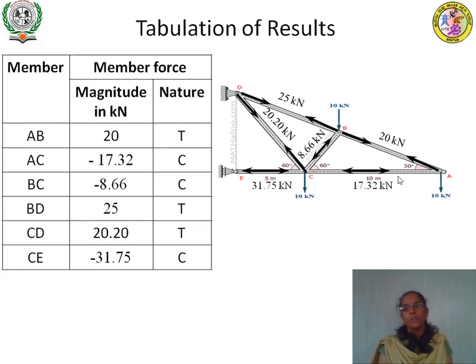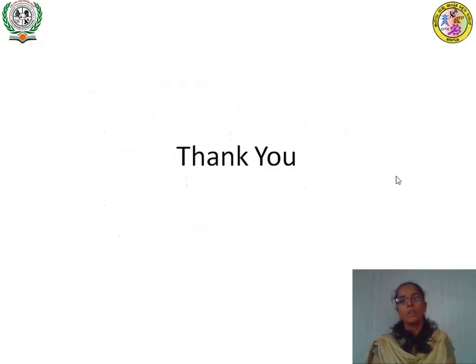That's it for today's session, wherein we have learned how to analyze a cantilever truss without calculating the support reactions using method of joints and method of sections. In the next session we will take up the influence lines, concept of influence lines and how to draw the influence line diagram for support reactions, shear force and bending moment for a simply supported beam.